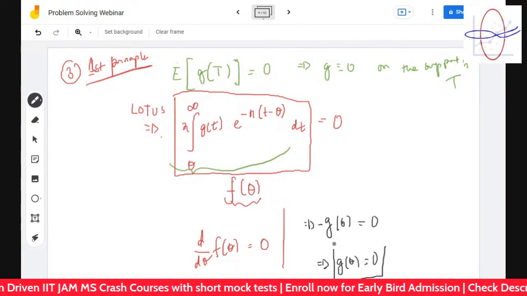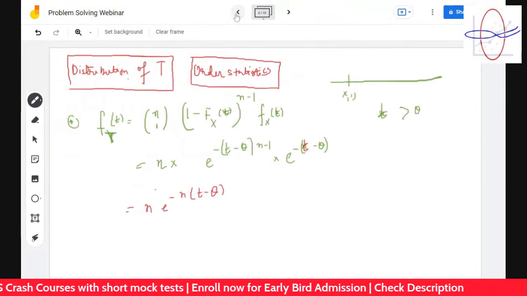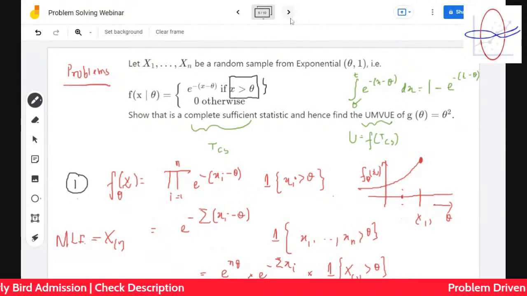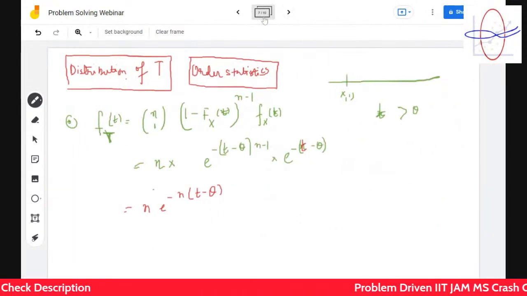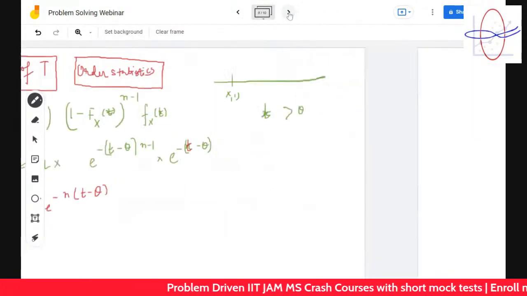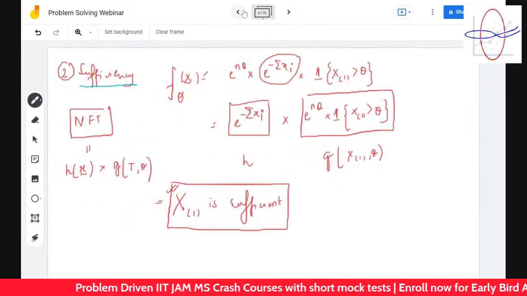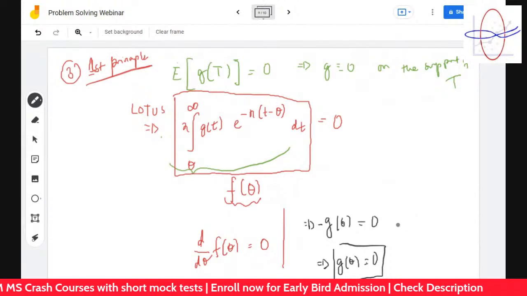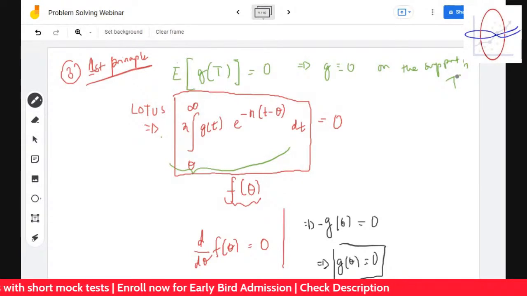And g theta is equal to 0 for all the values of theta. There is no restriction on theta over here, though I think it should be written. There's no restriction over theta, so it can be anything. So if you put various values of theta, you get various instances of g equal to 0. Hence, we get that g is 0 on the support of t.